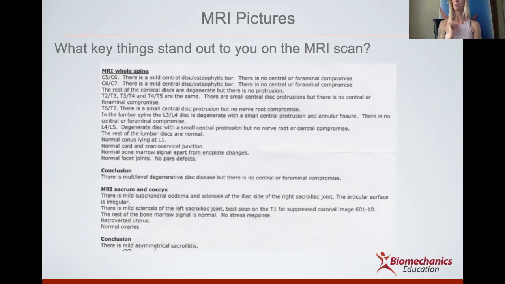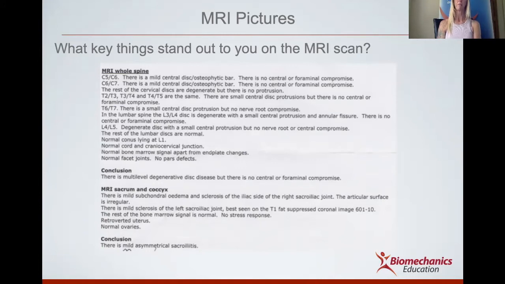There's a bit of pressure where there's that annular fissure, but hopefully we can help them move better by getting the pelvis and the shoulders moving at this point. But the conclusion states there is multi-level degenerative disc disease, but there's no central foraminal compromise, so there's no concern.